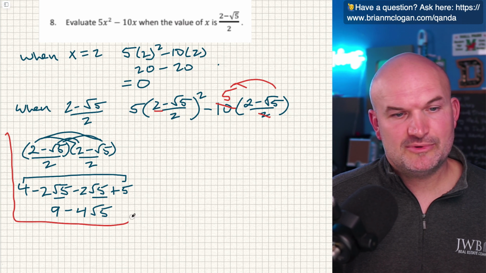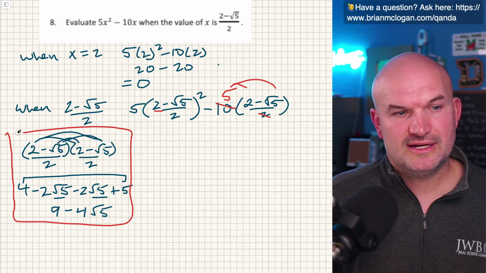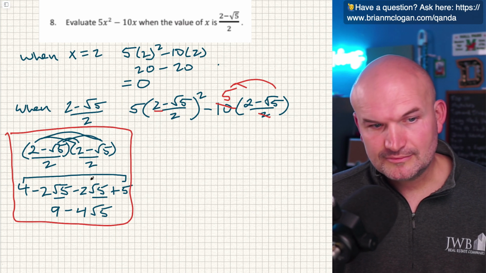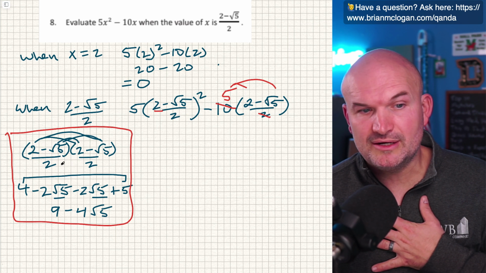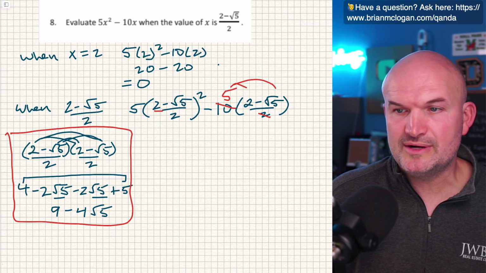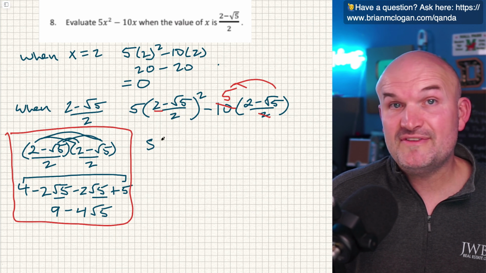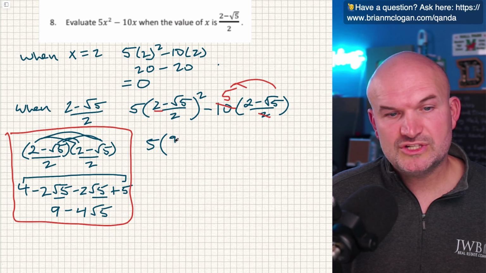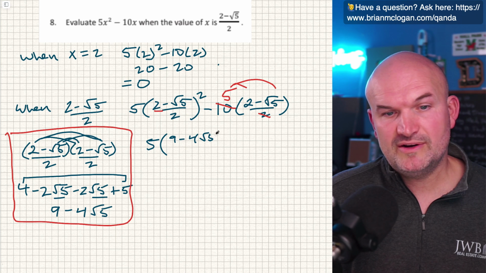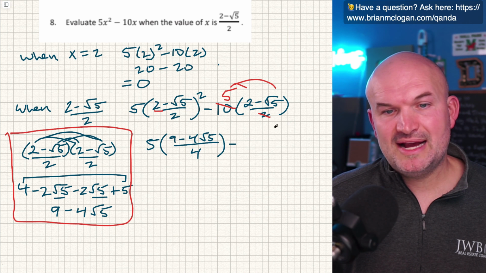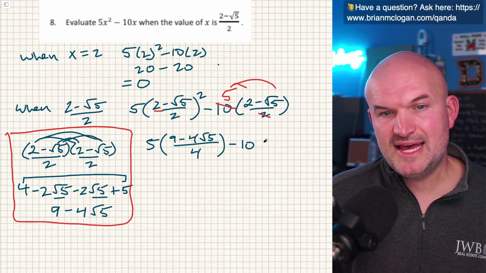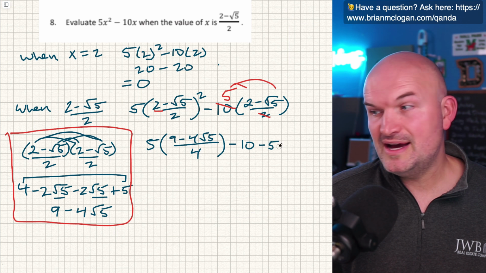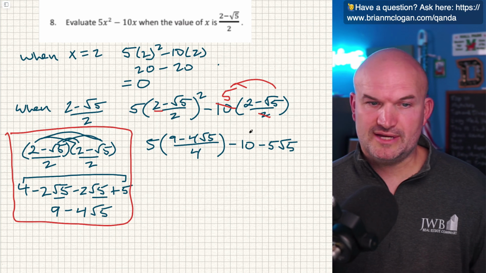If I was working on a separate sheet of paper, I'd probably do this on a separate sheet of paper, right? And that was going to be my numerator, and then I know my denominator here. So let's go and rewrite everything back out. So I still have the 5, right? And in parentheses, I'm going to write this product, which is 9 minus 4 square root of 5 divided by 4. And that's going to be minus, let's distribute this to be 10 minus 5 square root of 5.